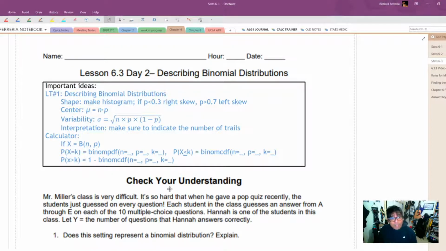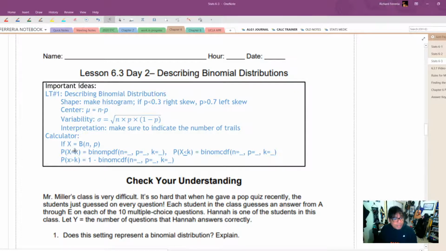And for the variability, we're going to use the sigma, which is the square root of n times p multiplied by 1 minus p. Now when you do interpretations, make sure you indicate the number of trials. And the interpretations are basically the same ones that we have been using for means and standard deviations all the way throughout.